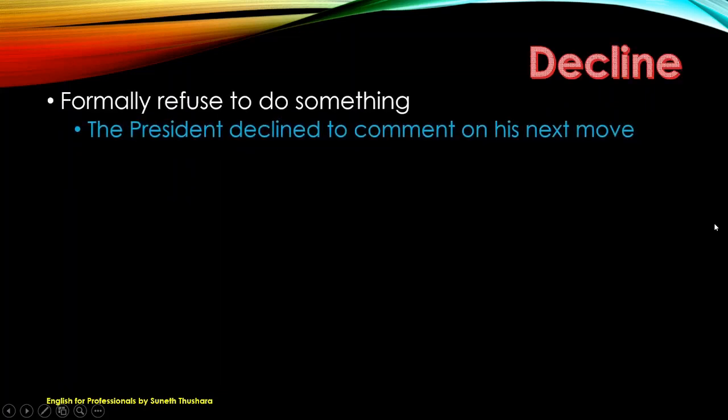Then decline. That is formally refusing to do something. The president declined to comment on his next move. Okay, he has formally refused to comment. Now, should there be a reason, like reject? No, there need not be a reason. That is a formal refusal. Usually, reporters go and ask the president, sir, what is your next move? Then he doesn't say anything and goes. Then we say the president declined to comment on his next move.